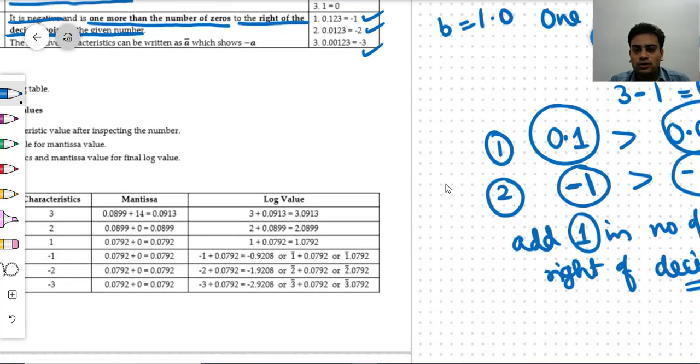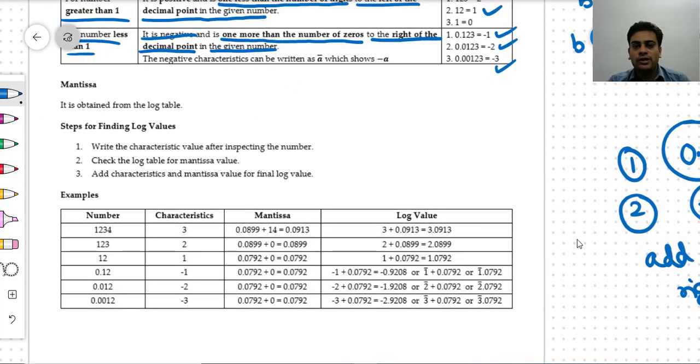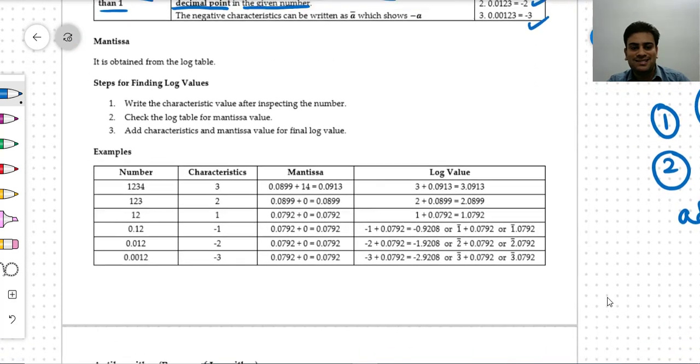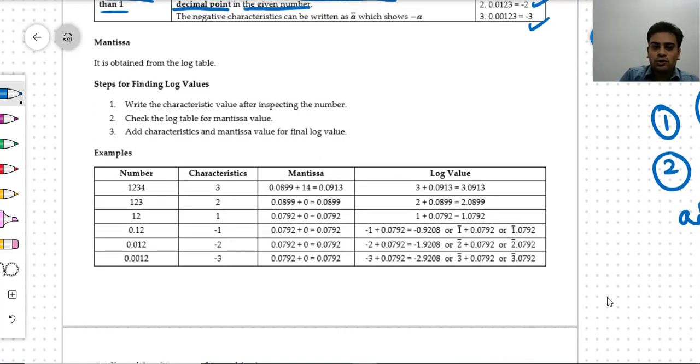Okay, so now we come to the Mantissa part. As I told you, we always look for the Mantissa value in the log tables. So here I have written some examples. Before that, I have written the steps for finding the log value. Let us quickly look at this.